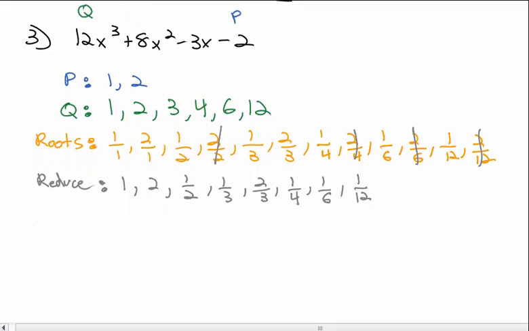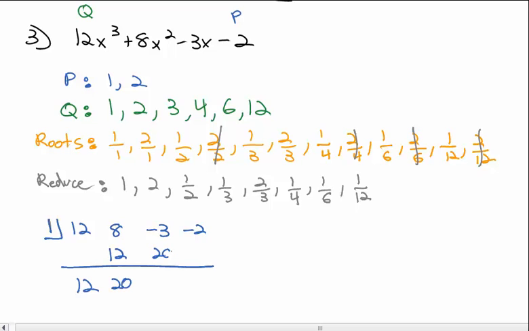So now to find our correct roots, just have to start working through. Start with our 1. Coefficients are 12, 8, -3, and -2. Bring down the 12. Times 1 is 12, plus 8 is 20, times 1 is 20, minus 3 is -17, and you can see this is not going to give us a 0.